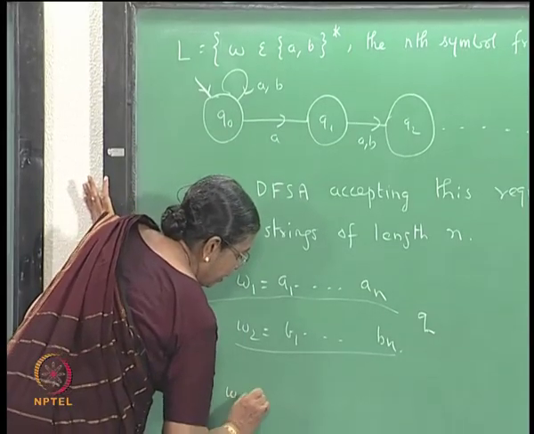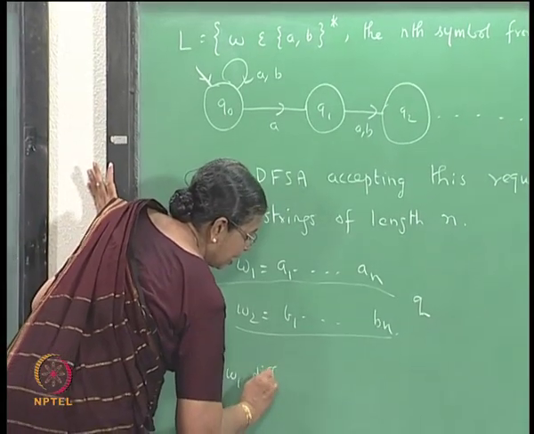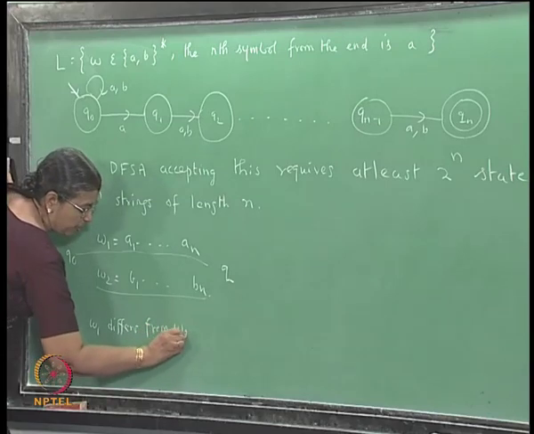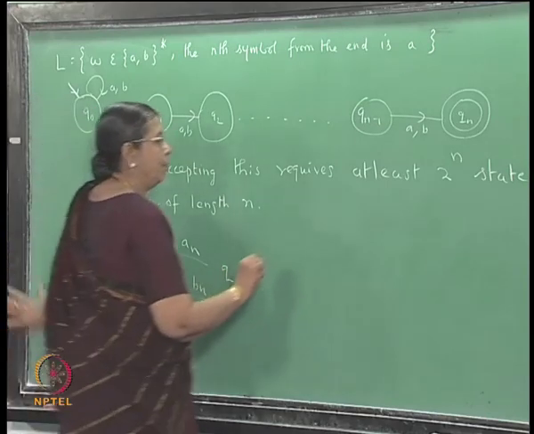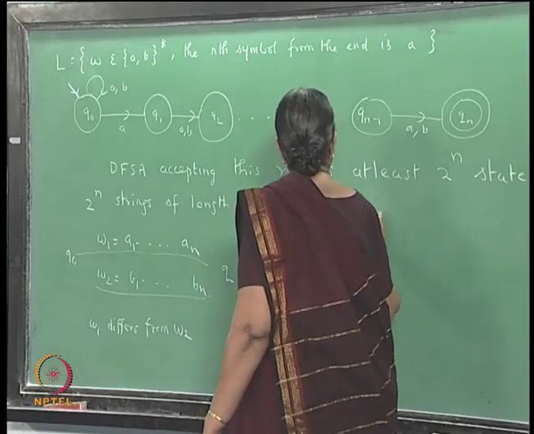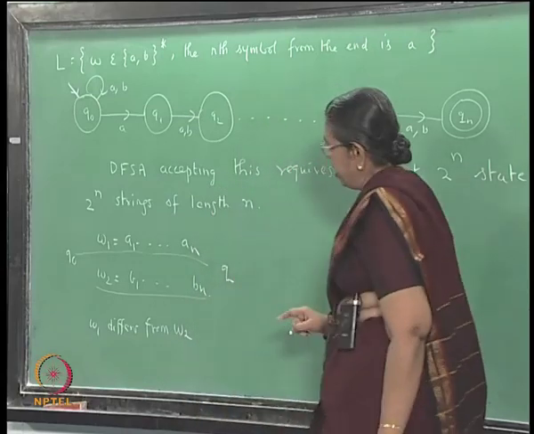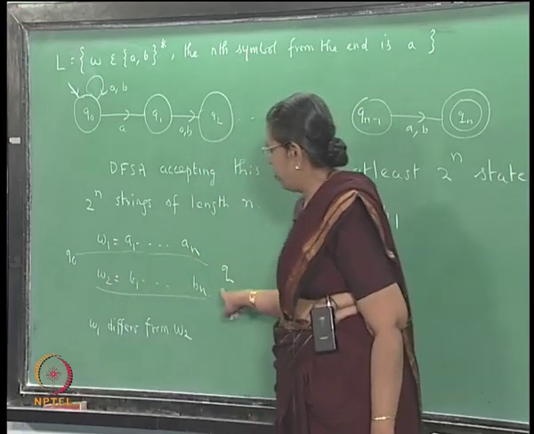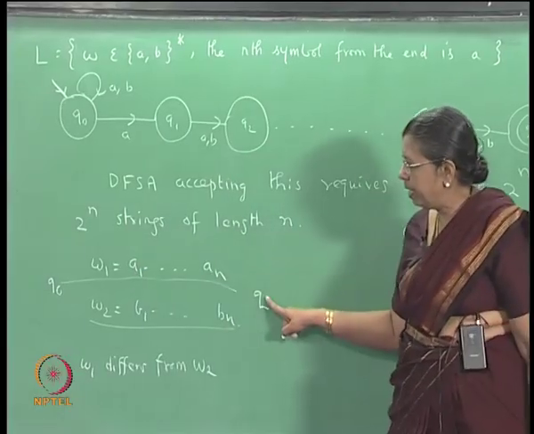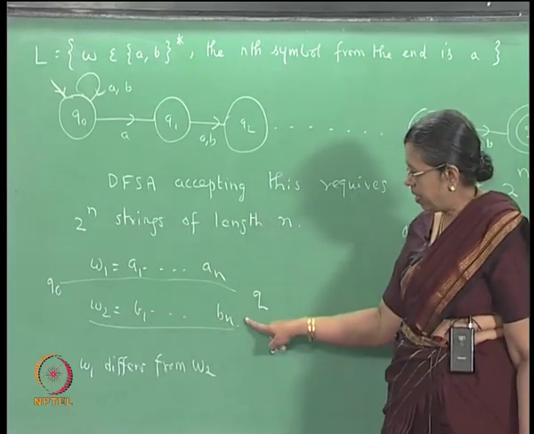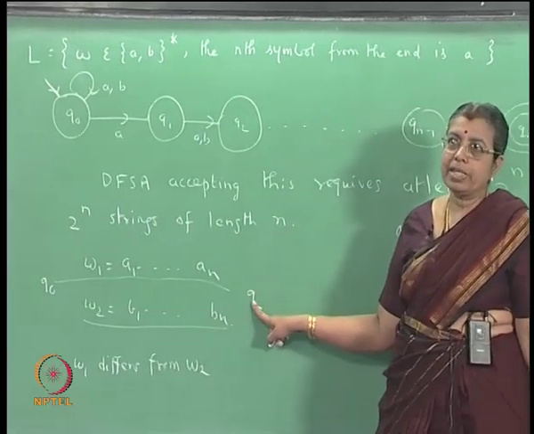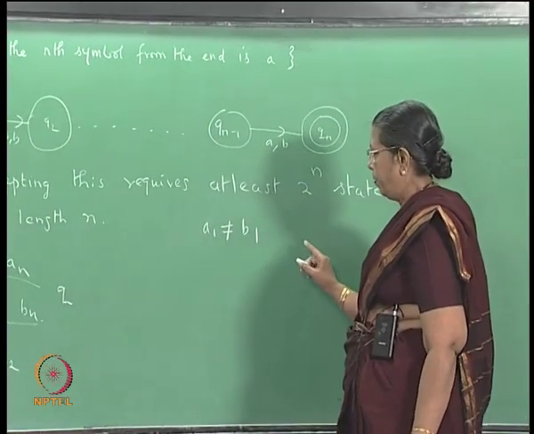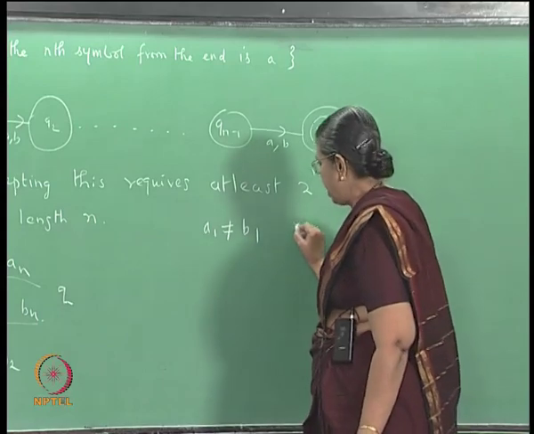The 2 different strings means at some symbol they have to differ. W1 differs from W2. Suppose the first symbol is different. If A1 is not equal to B1, then this string begins with an A, this string begins with a B. This has to be accepted, this has to be rejected. So, Q has to act both as a final and a non-final state, and that is not possible. So, in this case it is not possible.